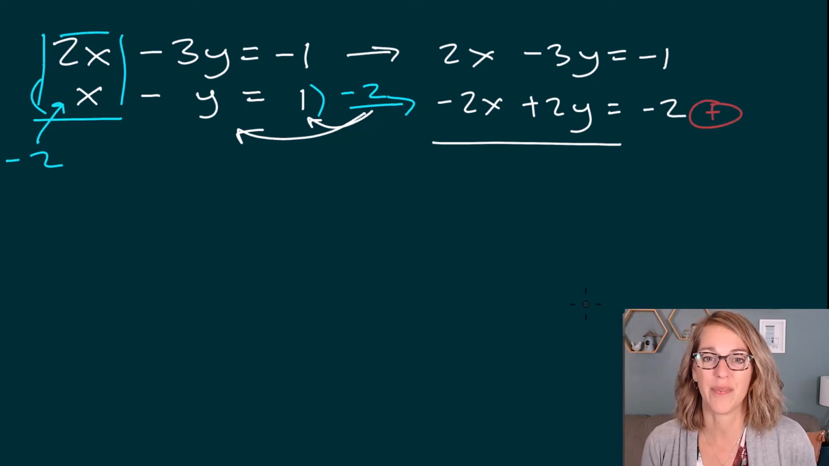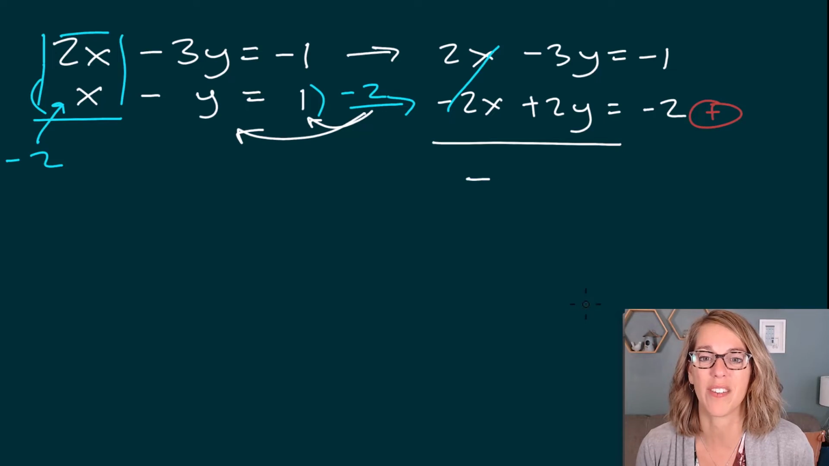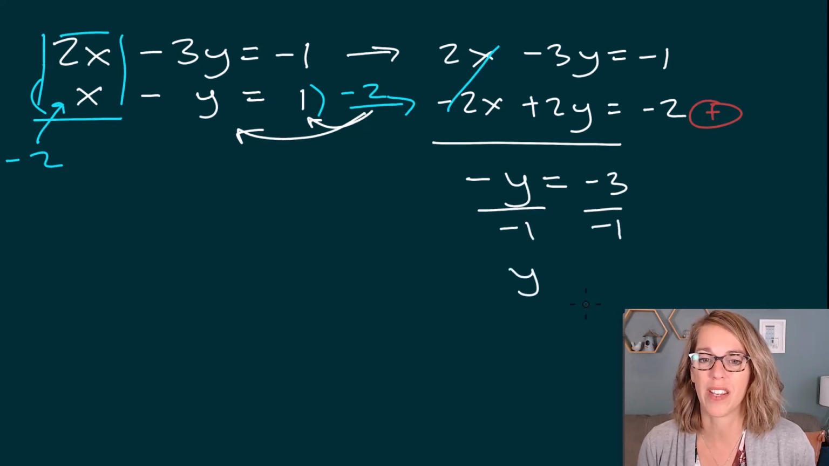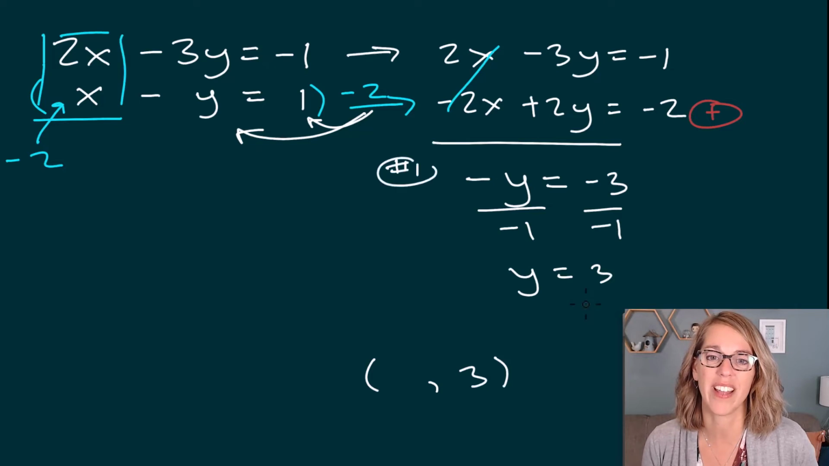The 2's cancel, which is perfect. And then as I continue here, -3y plus 2y, that's going to be a -1y. And then -1 minus 2 is a -3. Just need to swap those signs. I'll divide by a -1 and y is equal to 3. I'm almost to my solution, but I've just got the 3. So step number 1 is done.